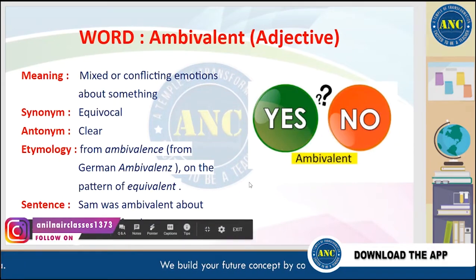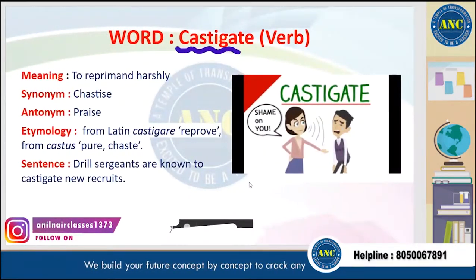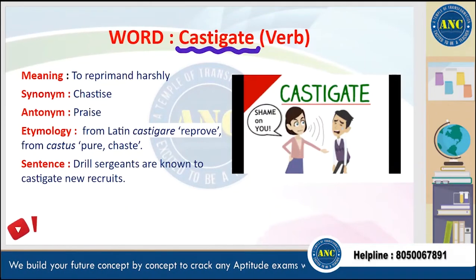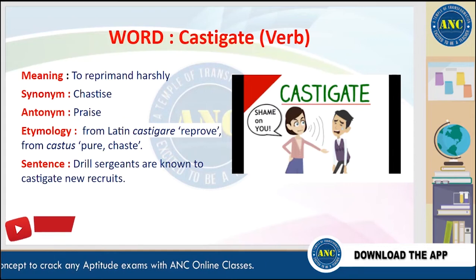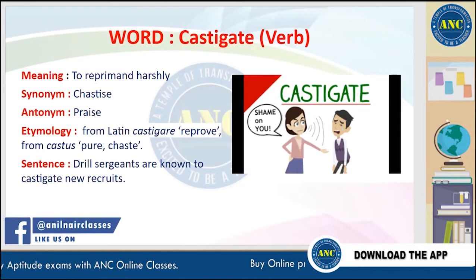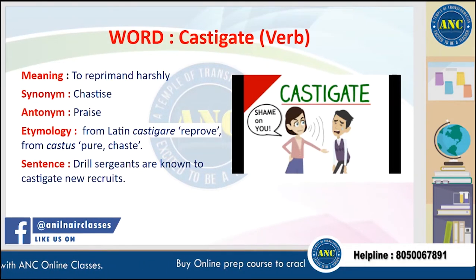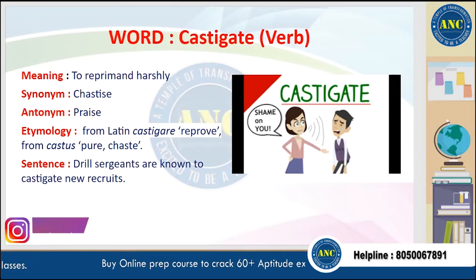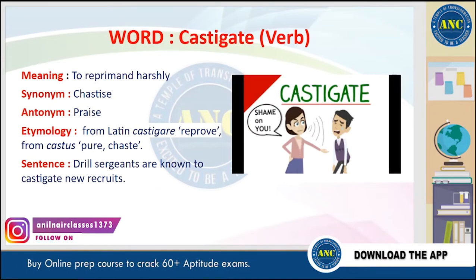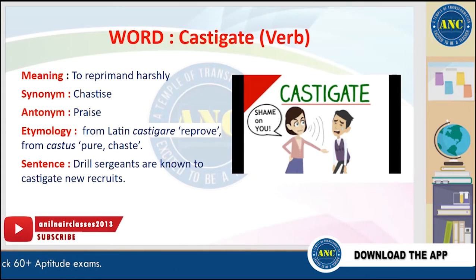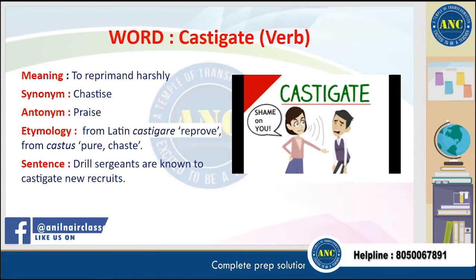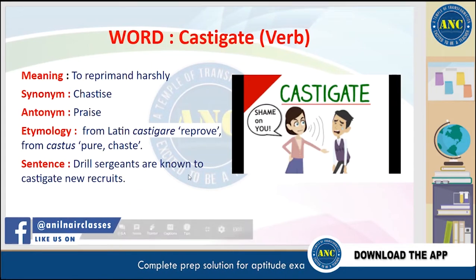Moving on to the next word. Castigate. Castigate means to reprimand harshly. A synonym for it is chastise and an antonym is praise. The etymology is that it is derived from a Latin word, castigare, which means to reprove, and from castus, which means chaste or pure. A sentence is, drill sergeants are known to castigate their new recruits.